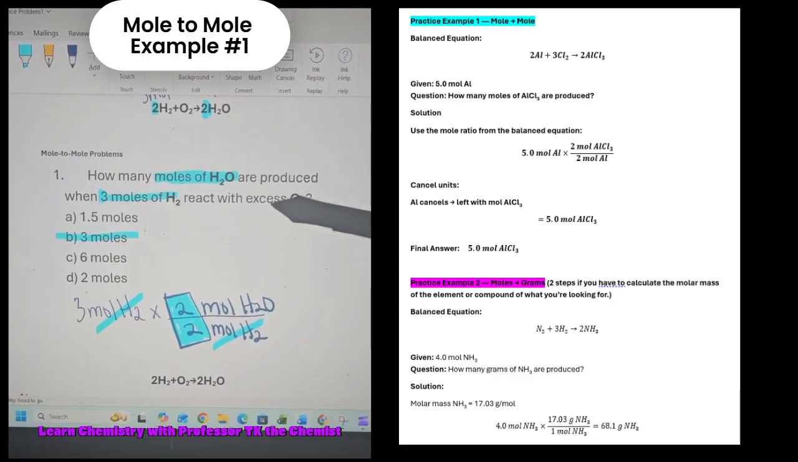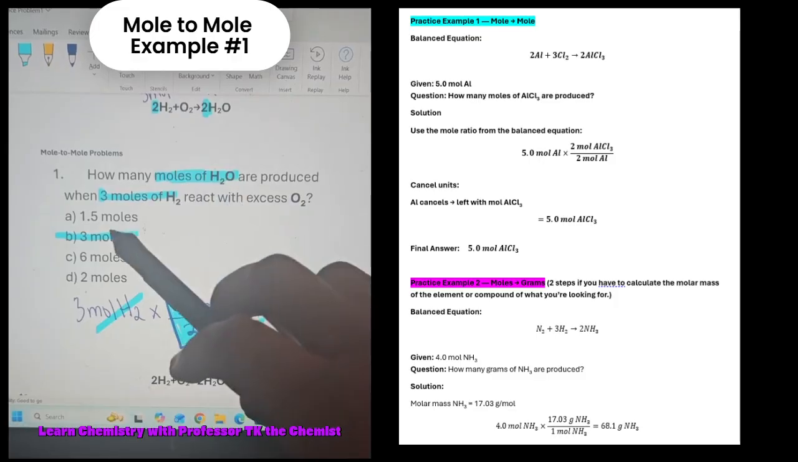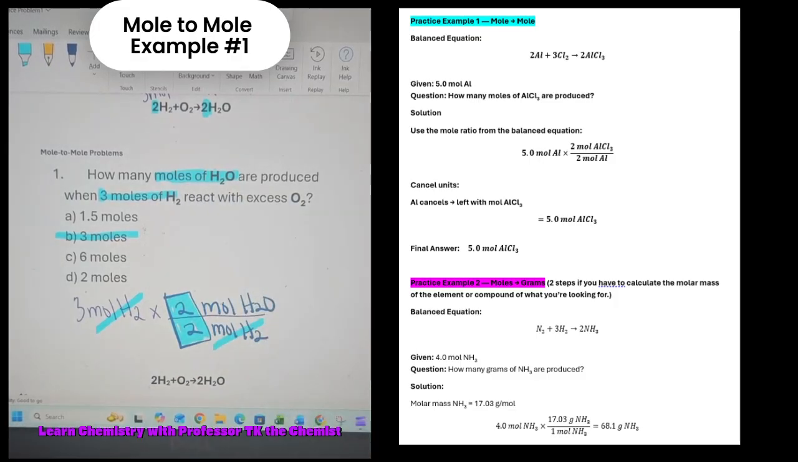Anytime they say excess something, that just means it's extra. Extra conversation, extra information, TMI. We do not need to know that excess oxygen is there. I mean, that's just there. That's just an extra phrase to throw you off. So what I want you to do is to just simply disregard that and focus on what was highlighted here, okay? Just disregard that.